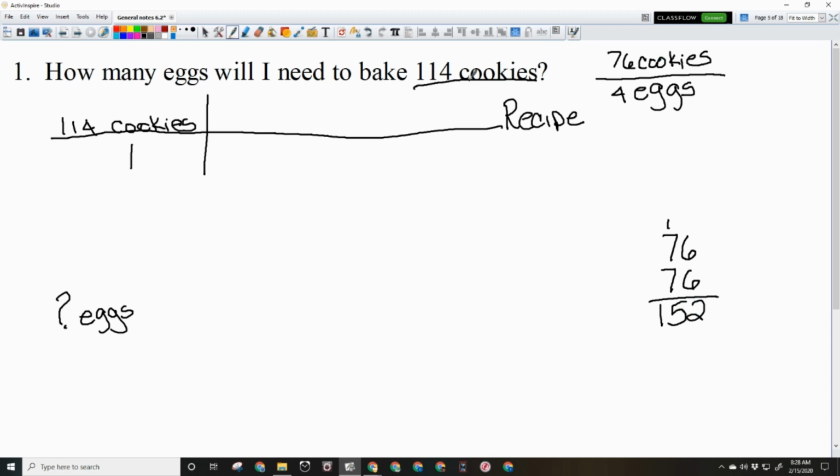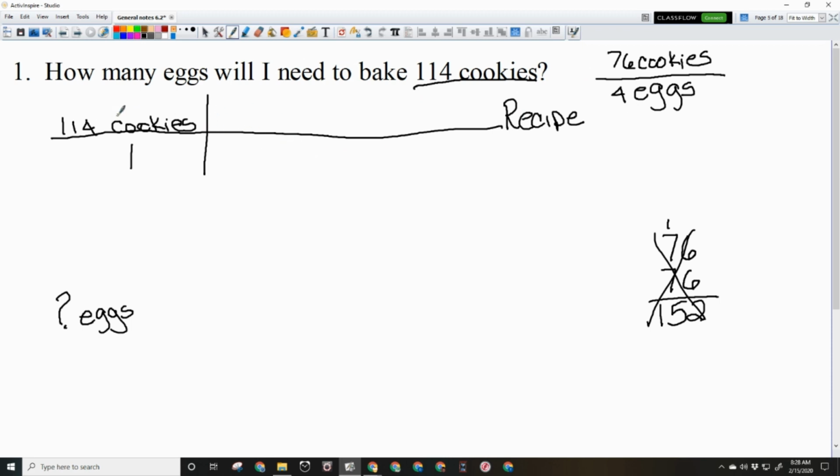Let's just say that I'm baking these cookies for a party and all I need is 114. I don't want all of these cookies left over that I'm going to have to eat, because then I may gain some weight and I don't want to do that. So if I only want to bake 114 cookies, what measurement of ingredients am I going to need?